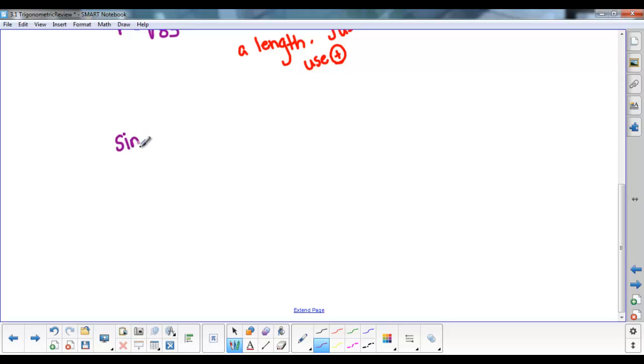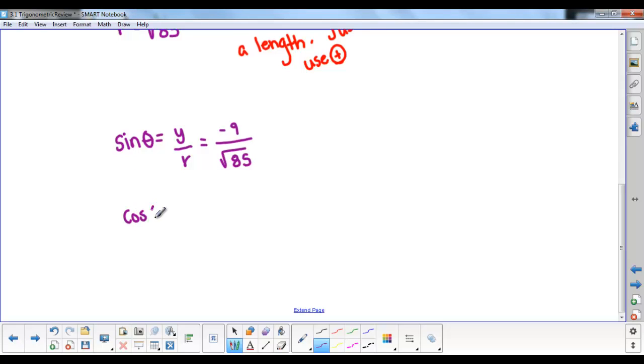Again, remember that sine theta is the ratio y over r. Well, from above, we know that the y value was -9, and we found that the r value was root 85. Cos theta, recall, is x over r. Well, the x value from above was 2, and again we found the r value to be root 85. And then finally, tan theta is y over x, y from above, and x from above.